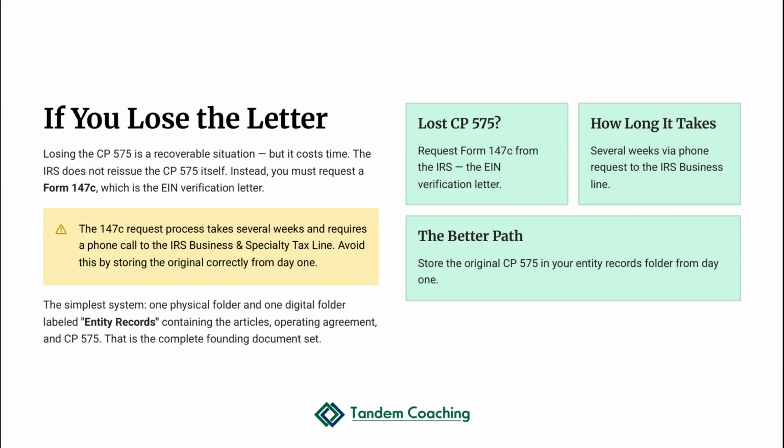Losing the CP-575 letter is an annoying problem because the replacement process isn't fast. If the original gets misplaced, and a non-trivial number of coaches lose it because the envelope looks like junk mail, replacement requires a Form 147C request to the IRS. That takes weeks, sometimes more during tax season. The fix is to not lose it in the first place.